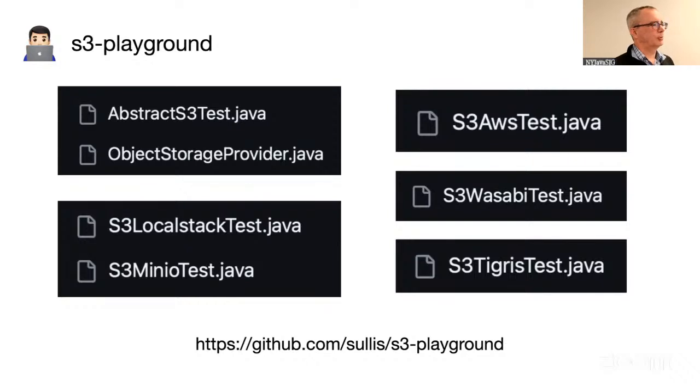And so I wrote some code. I was like, I wonder how compatible they are. And so I've done some simple testing with Wasabi. That's a company in Boston. They do S3 compatible storage. Tigris is also S3 compatible. They're out in California. And there's a variety of others.